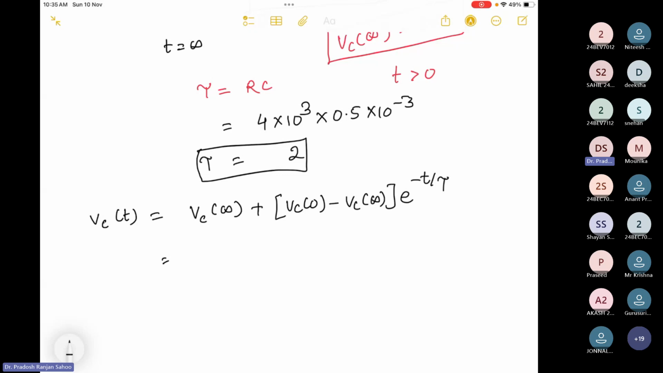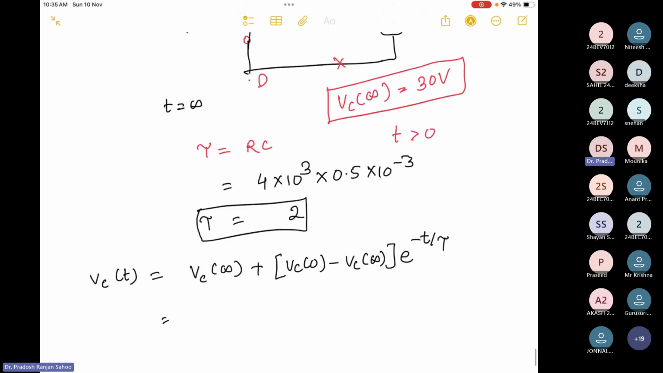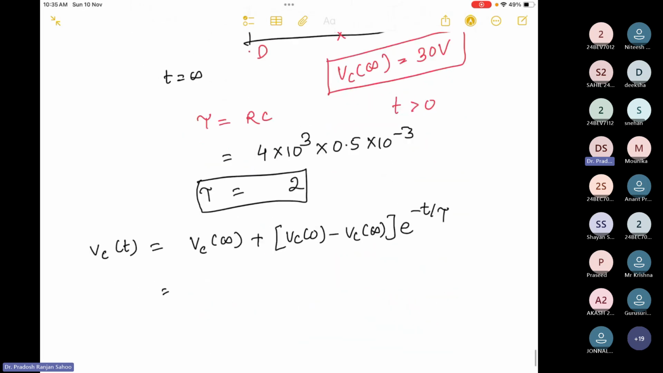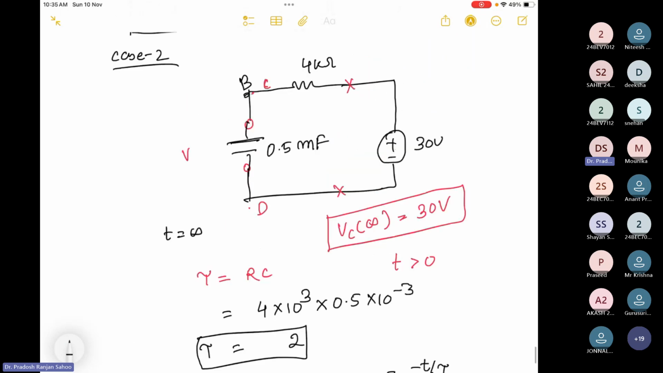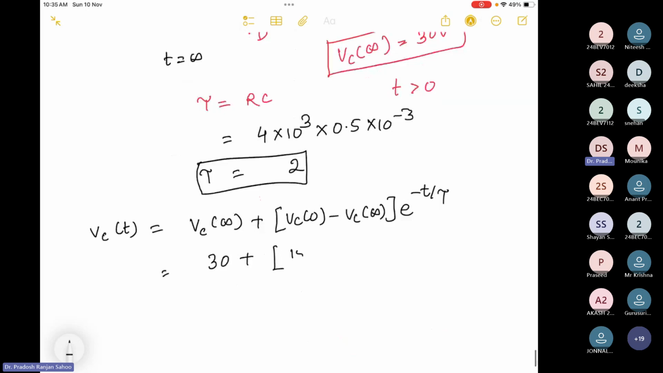Now I can put in all the values. I have all the values, so this is 30 volt. Then the initial voltage you can see here is 15 volt, minus 30, into e to the power minus t by tau. Tau equal to 2 I got.